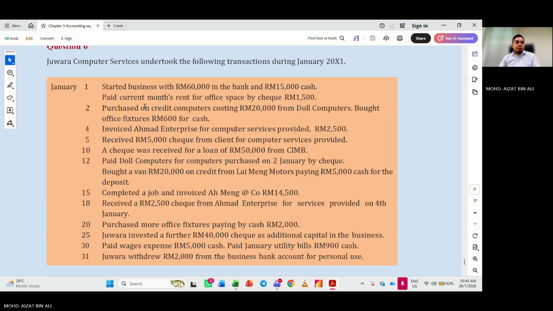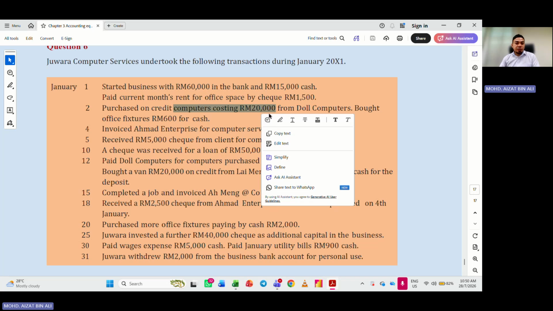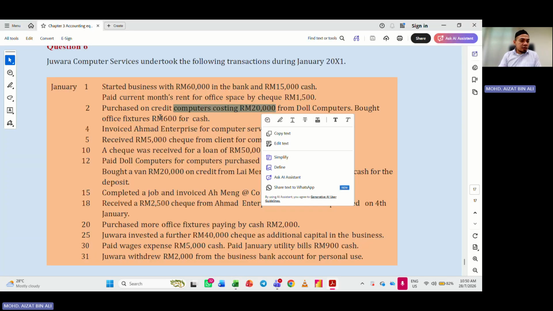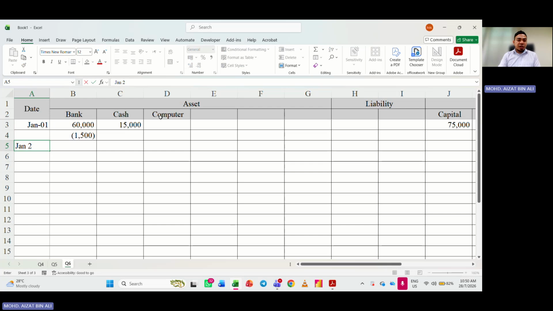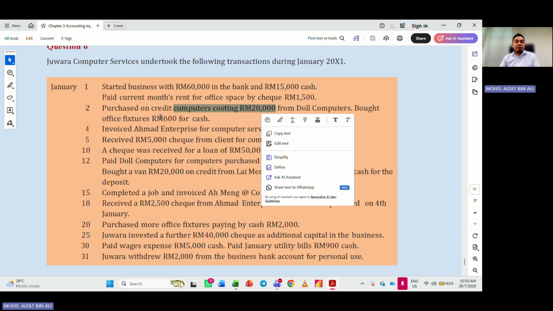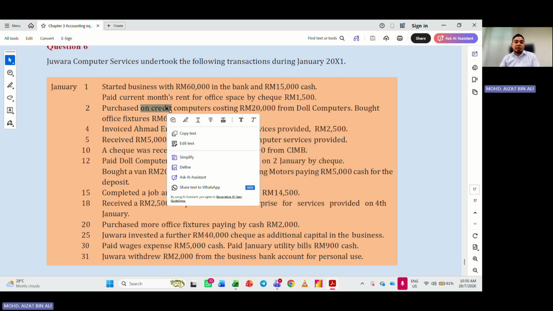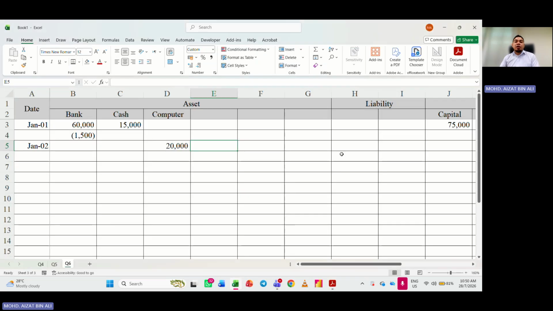Okay, next, purchase on credit, computers. We purchase computers from Doll Computers. Let's open the computers account. And the date is 2nd January, and the amount is 20,000 ringgit. Have we paid for it yet? Oh, no, we haven't paid for it yet because it says purchase on credit. So we have Doll Computers. Because we owe money to Doll Computers, this becomes our trade payable. So let's open the trade payable account here.